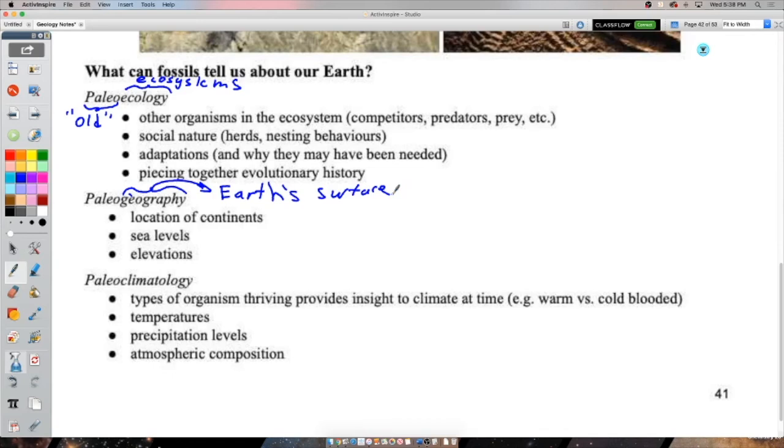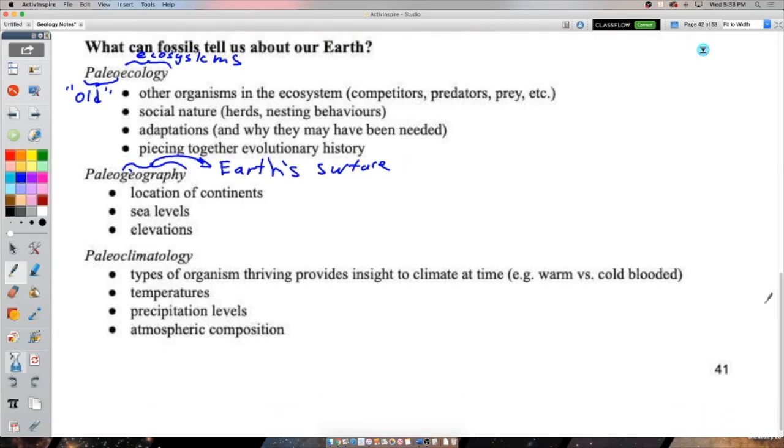Sea levels, if we find marine fossils in places that are now inland, we can say sea levels probably used to be higher, or at least this tectonic plate was in a bit of a different position. Elevations, again, right? If at the tops of mountains where it's way too cold now for plants to survive, we find plant fossils, we can kind of put together that this used to be not as high. This mountain didn't used to be so high up that it was so cold. Which leads me into our next point, paleoclimatology.